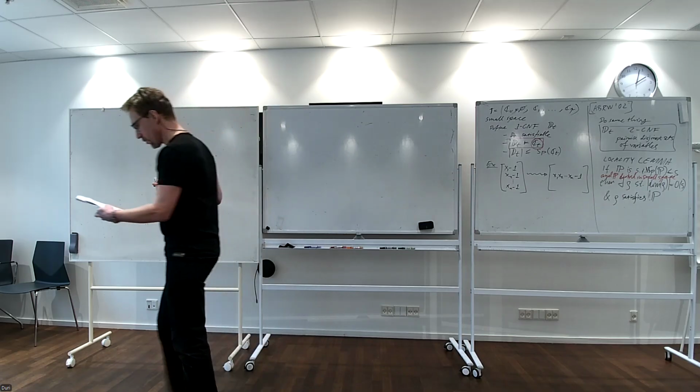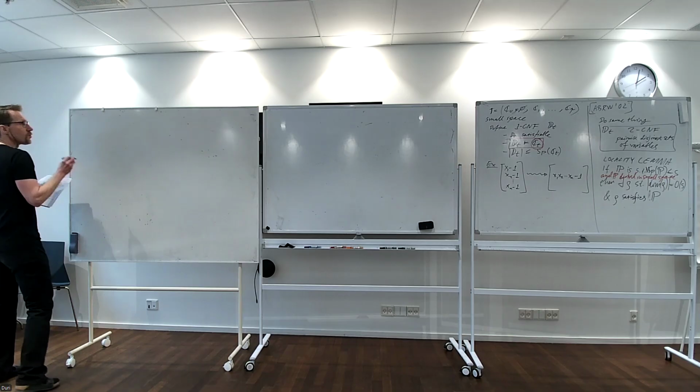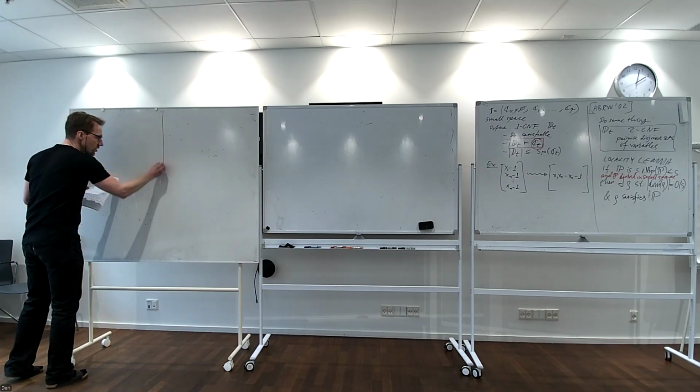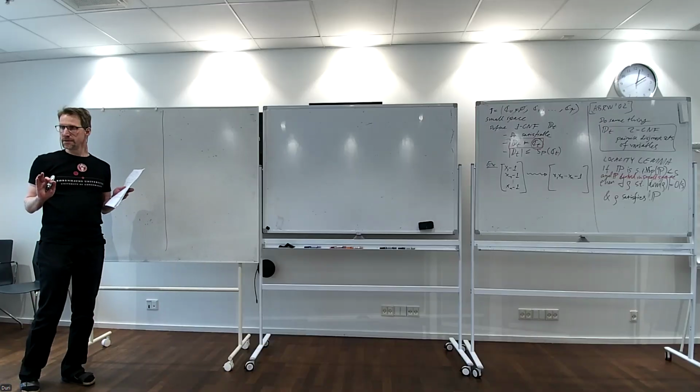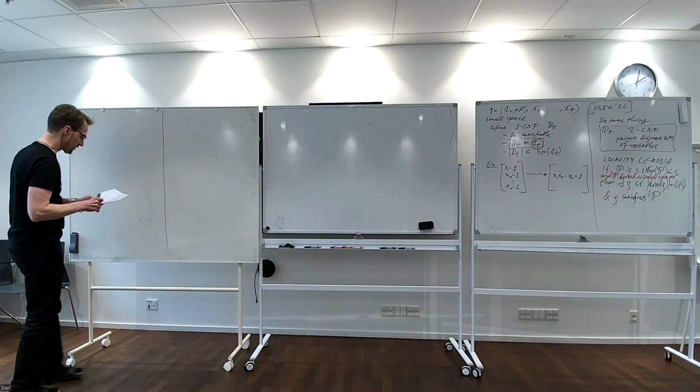Okay, so random k-CNF formulas, unless there are questions at this point, or like everything is crystal clear. Fantastic.